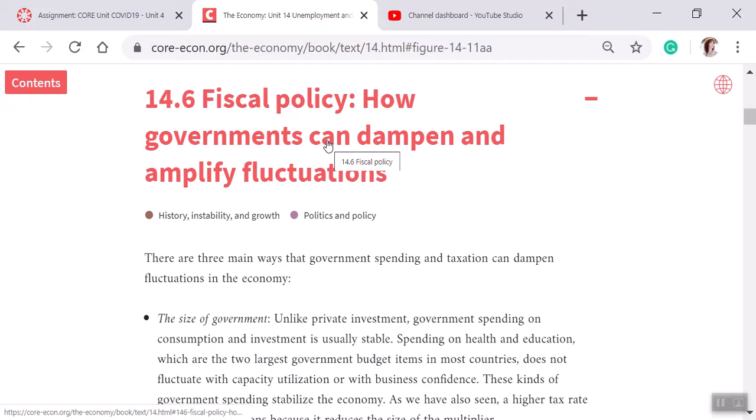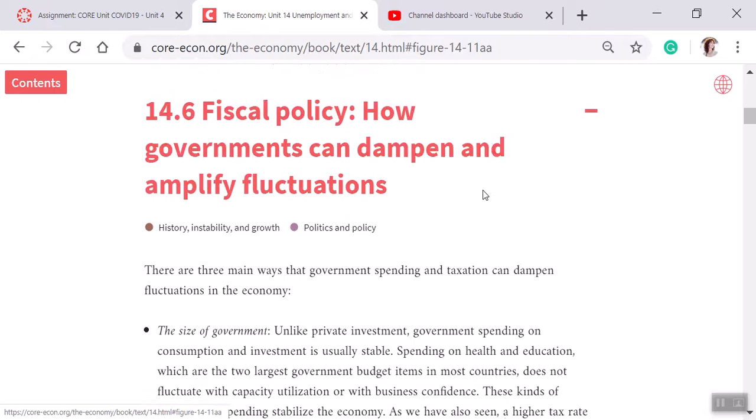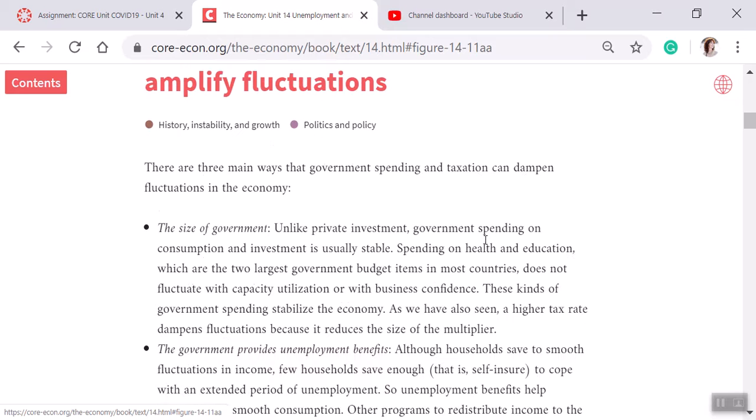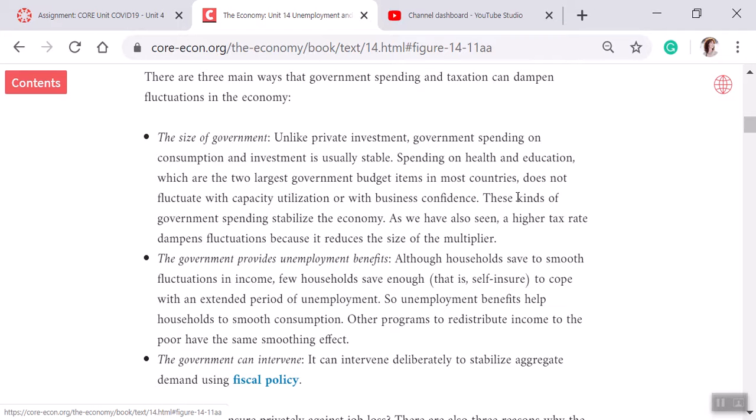So we have core 14.6, and I'm going to talk you through this. This is how governments can dampen and amplify fluctuations. What we have right now is a very extreme fluctuation. We have a couple of things. We have the size of the government. Our current government likes to be small, right? With Trump, the government has very little spending responsibilities. A lot of government programs have been cut. Even positions within the government have been cut or not filled.